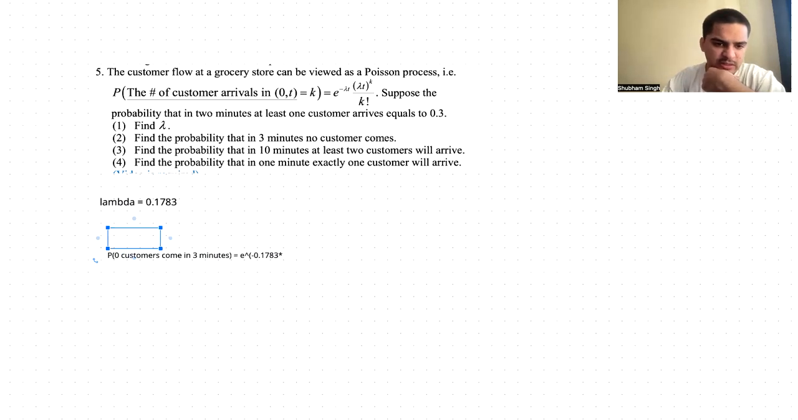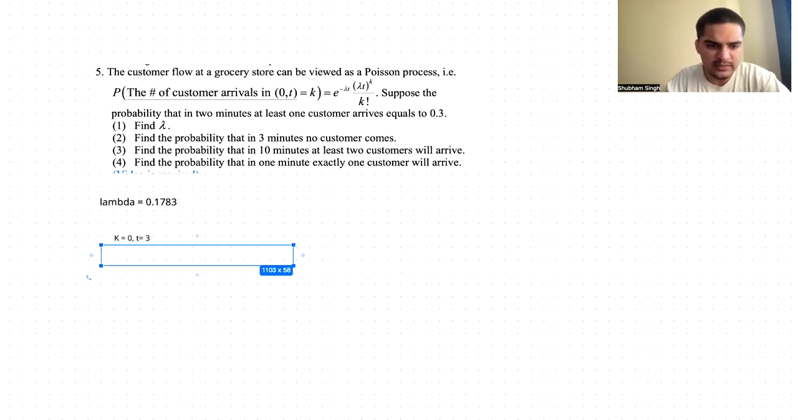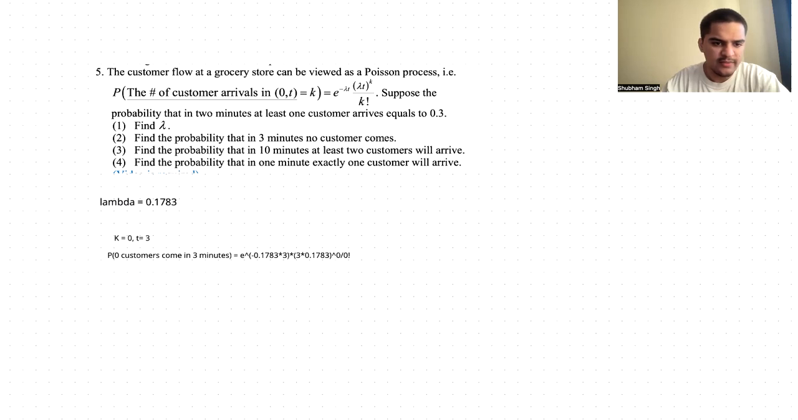So k is equal to 0, t is equal to 3, e raised to minus lambda t, that is 3 into lambda, 0.1783, into t raised to k. So k is again 0, divided by k factorial, which is 0 factorial. So we have this value. Again this is lambda t raised to 0, so the entire value becomes 1, and 0 factorial also becomes 1.